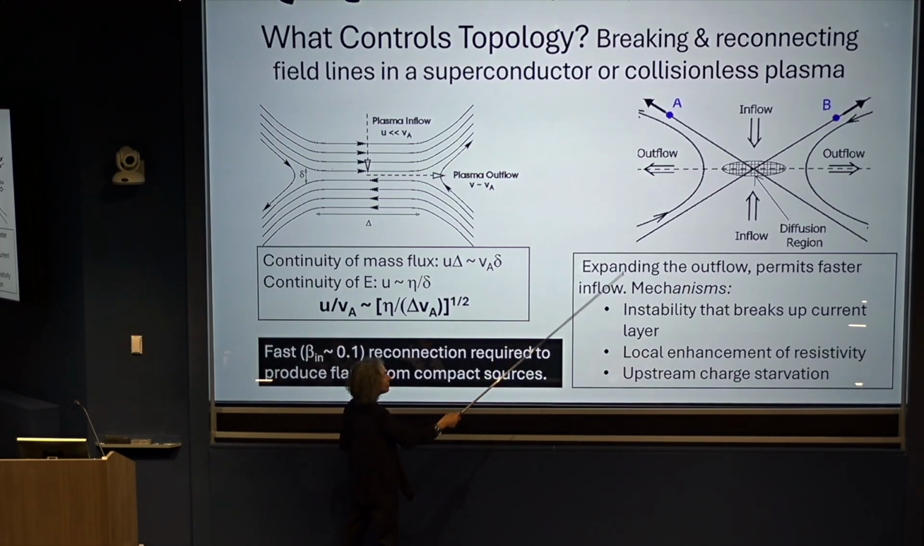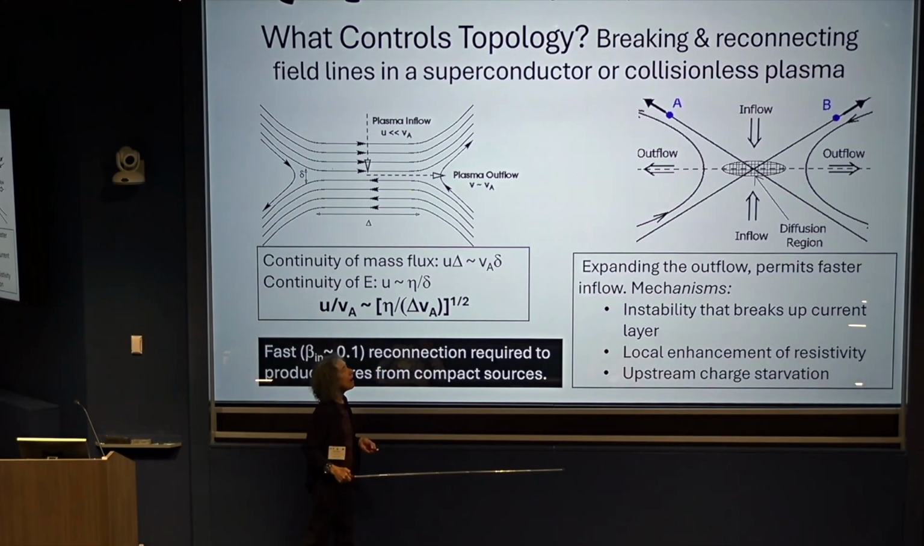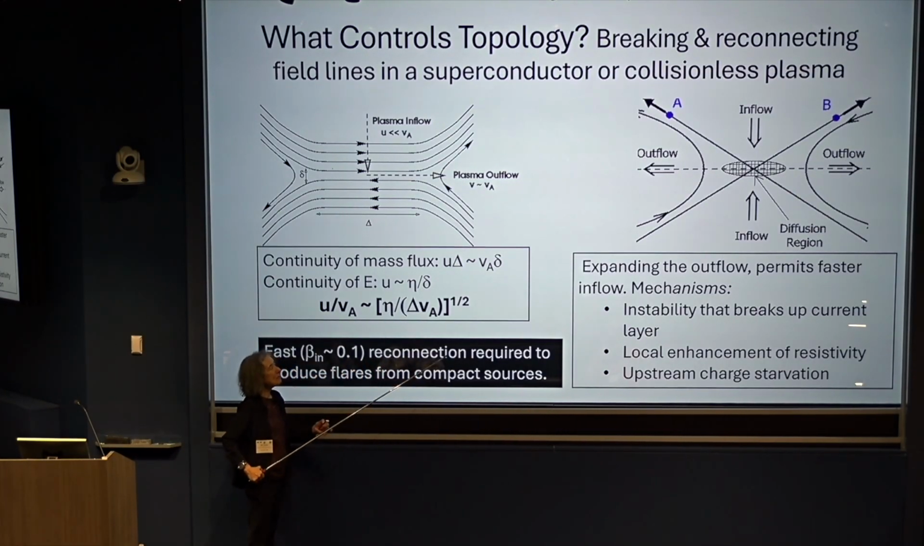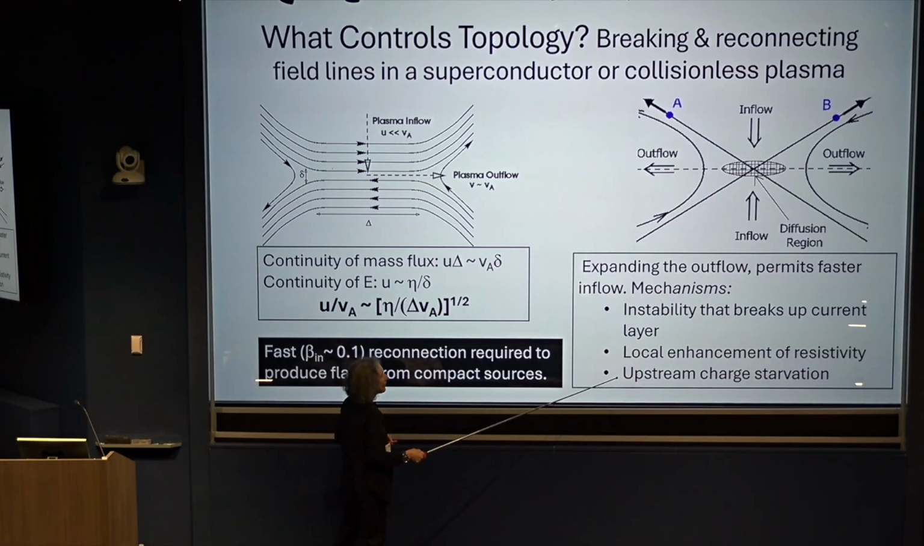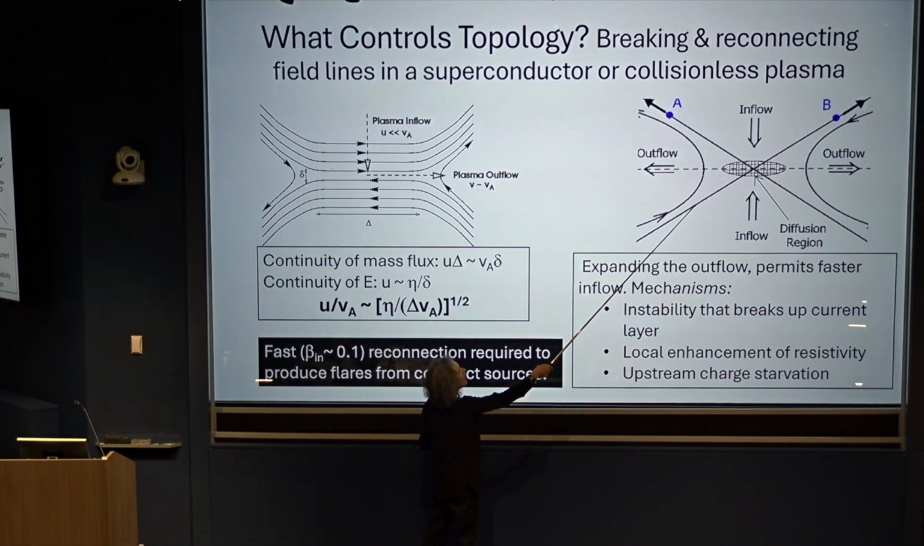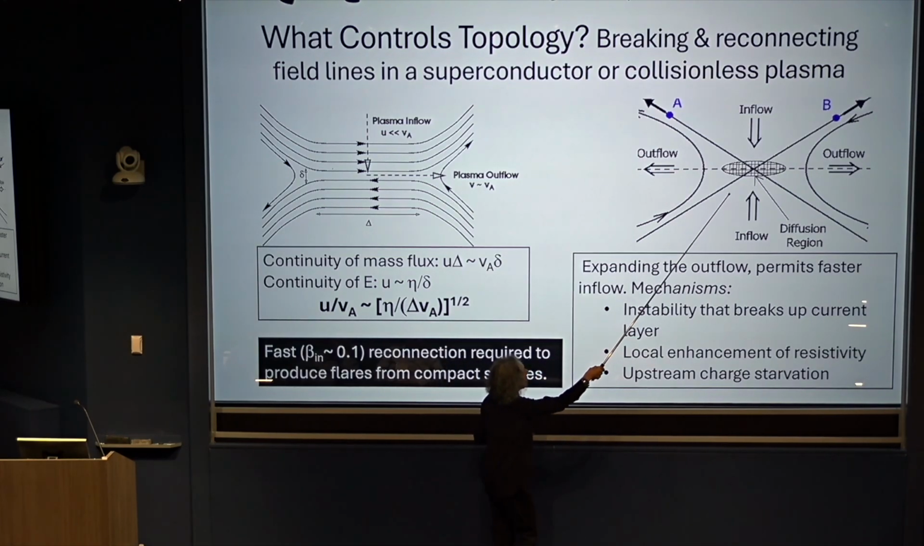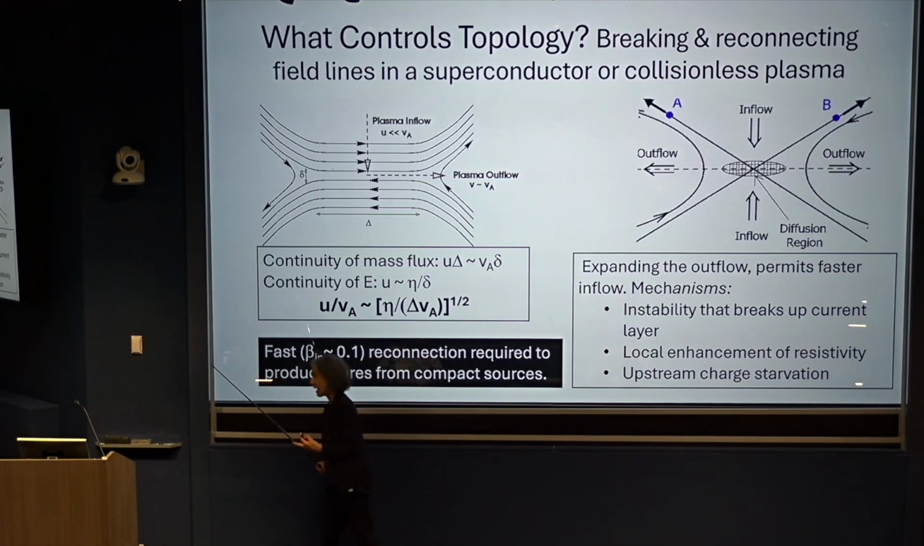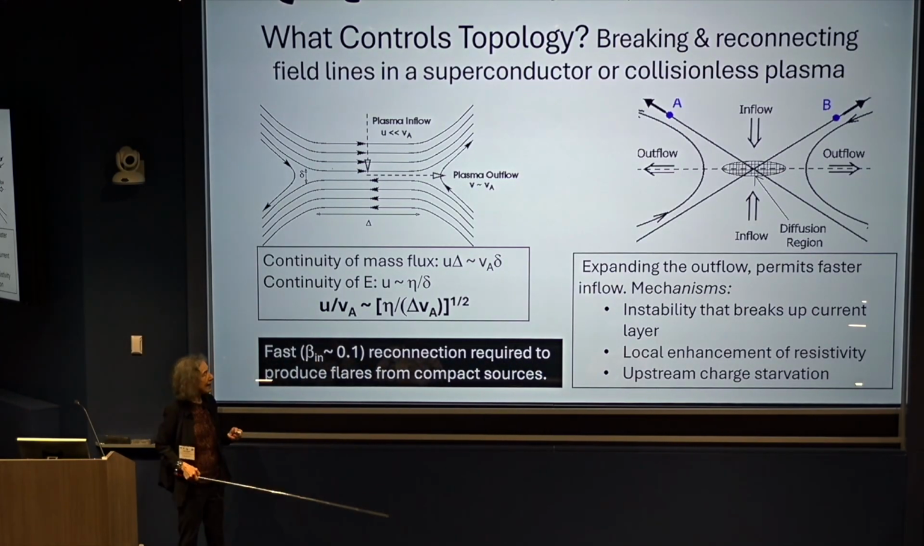Another thing that will do it is the local enhancement of resistivity. And the discovery of the Columbia and CETA groups that is having a big impact is the discovery through PIC simulations that the charge can become starved in regions of these X points, which acts like a locally enhanced resistivity and is being modeled as such.